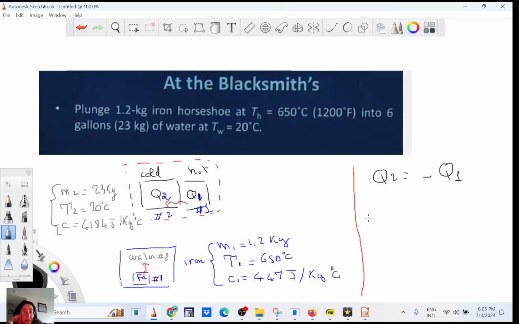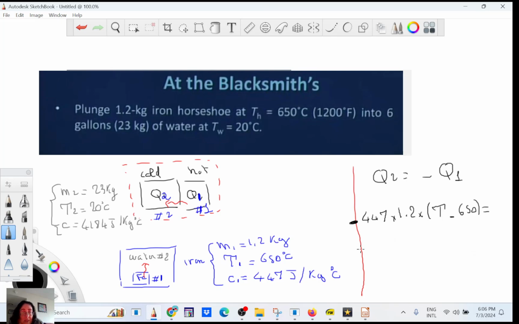So we can say that C of iron, 447 times 1.2 times the final temperature minus initial, which is 650, will be equal to, I put a minus here so that becomes positive. So minus Q1 equals Q2.